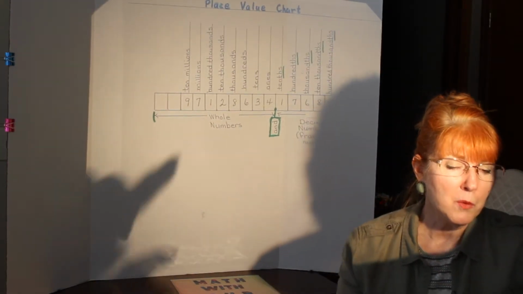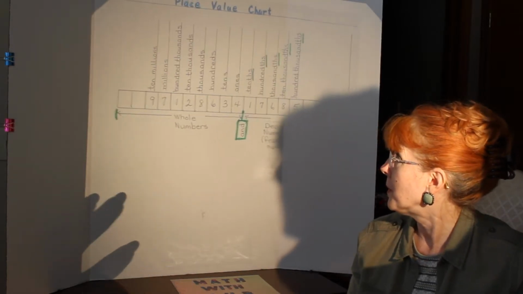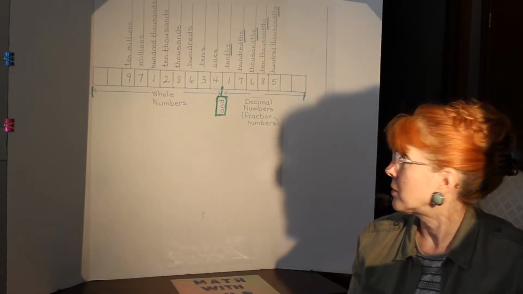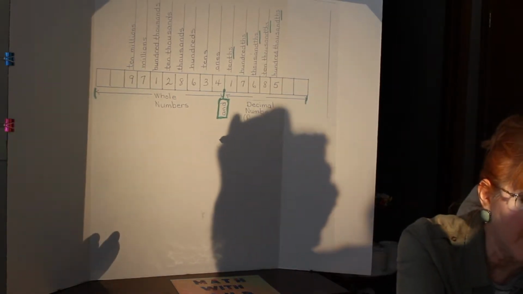So how would you write this number if I didn't have a bunch of boxes here, etc., etc.? So I'm starting with the decimal. I'm going to put it down here.